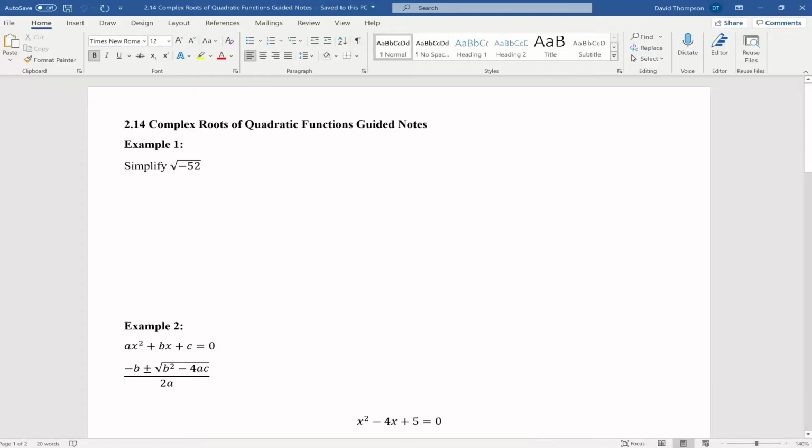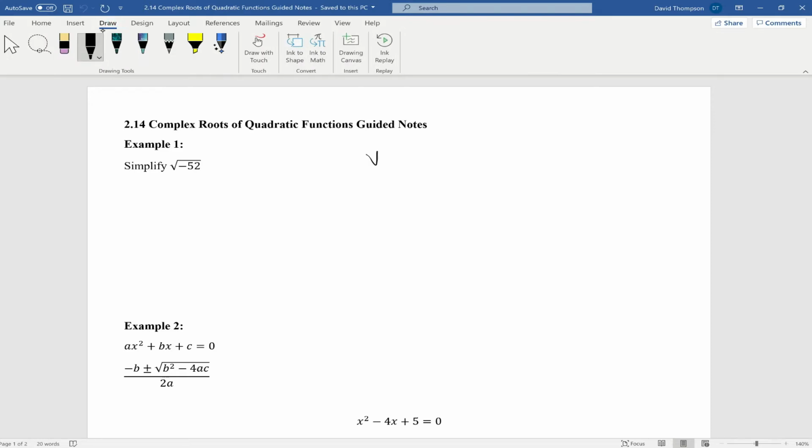In this video, we're going to find complex roots of quadratic functions. Example 1. First, we're going to simplify a negative square root. So, for example, negative square root of 52. First thing I want to point out is the square root of negative 1 is i, which is an imaginary number.